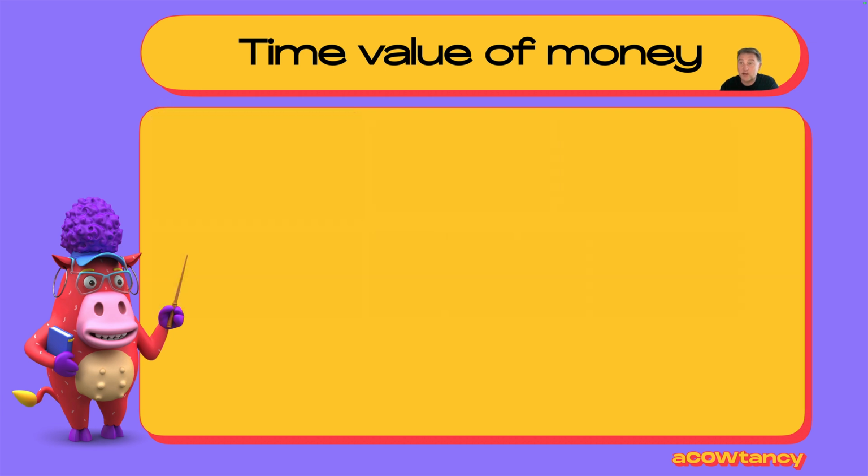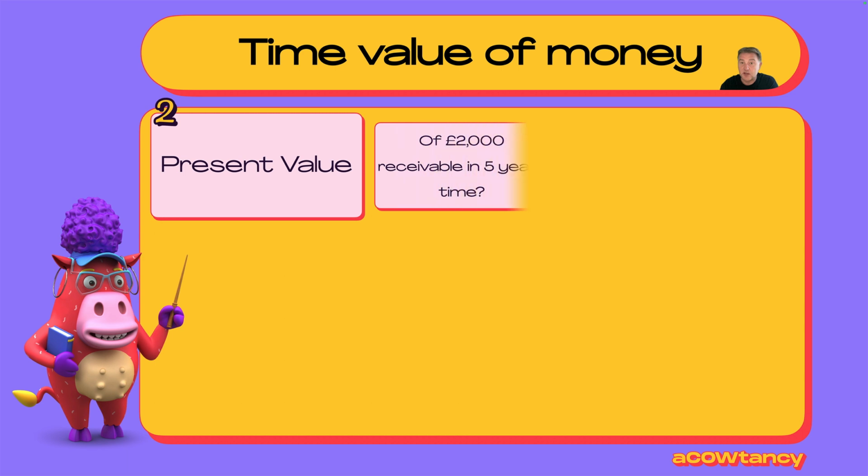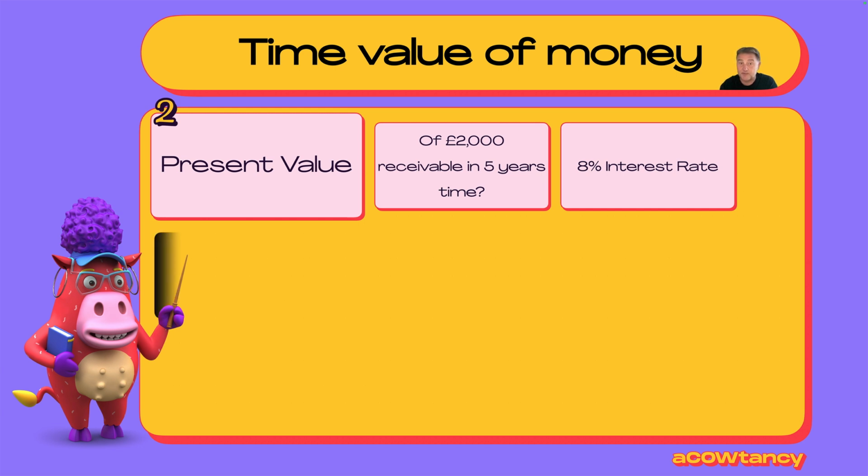Linked to that is working out the present value from a future value. So what would the present value be of £2,000 receivable in 5 years' time? Because obviously it's not worth as much now because you don't receive it for another 5 years. And the interest rate is 8% a year, or the discount rate is 8% a year. So it's not worth as much now as it is in 5 years' time. So what is it worth now?